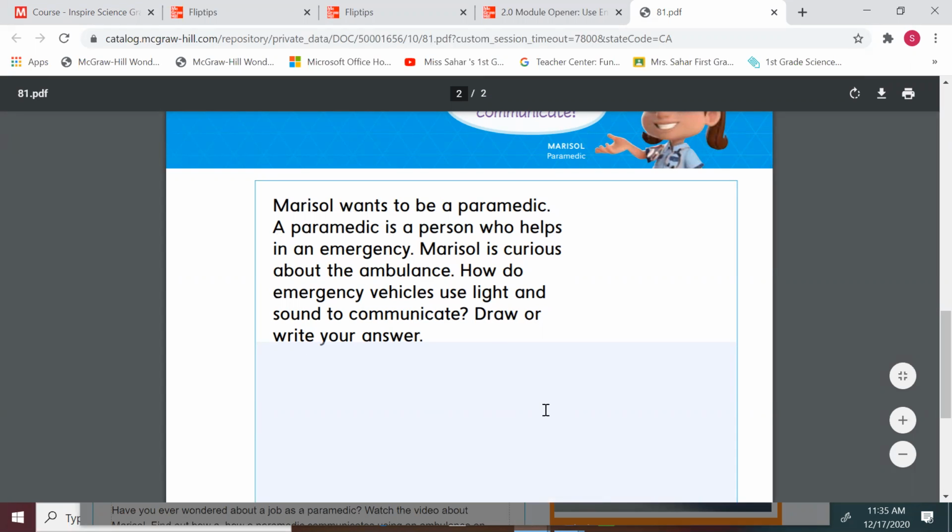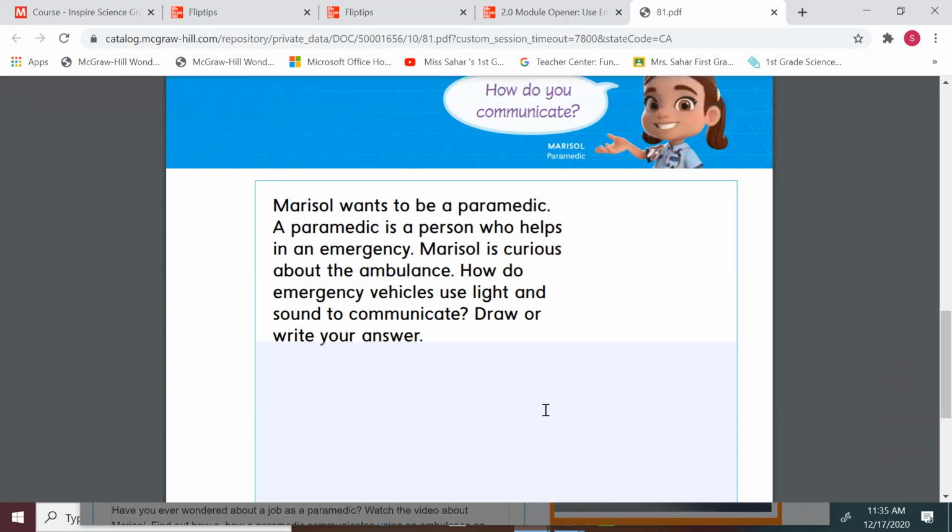So you can draw an ambulance and you can show the lights. So try to color the lights and also the sirens that make the sound to get people's attention, so they can move out of the way and give way to the ambulance so people can get the help and the support they need.